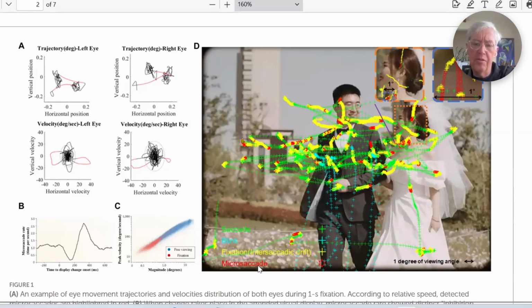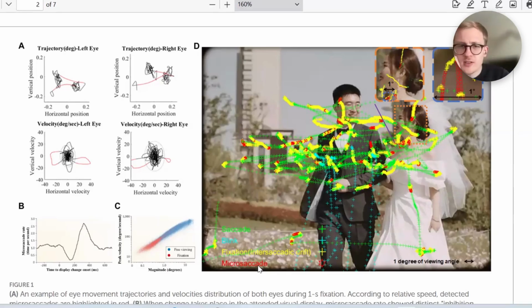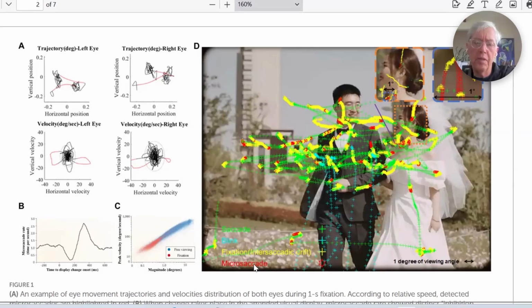I'm not sure if that's the same as drift or jitter. I think those are different. The drift is more smooth and a little controlled, but then there's a jitter and a microsaccade. I'm not sure. They don't show the jittering here. I think the jitter is even smaller than the microsaccades.